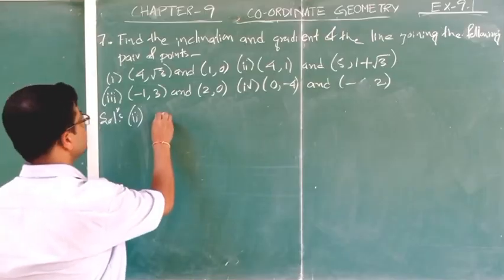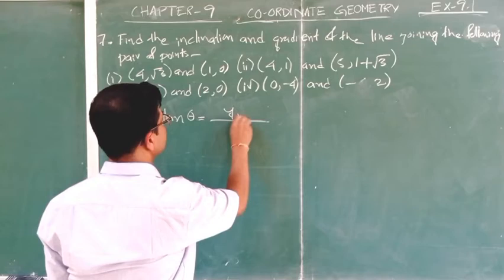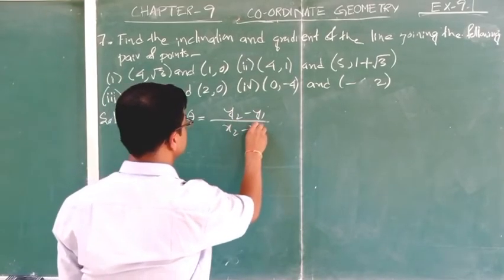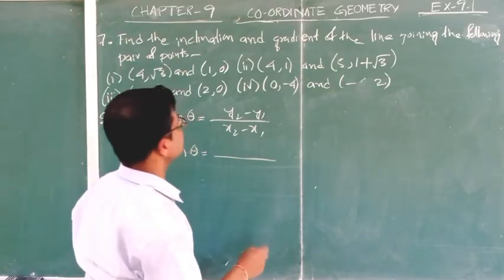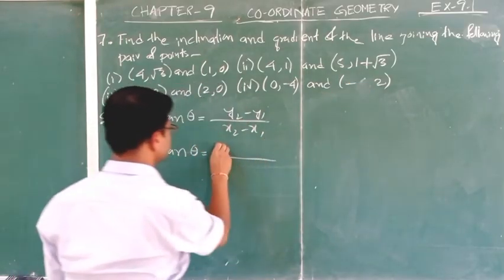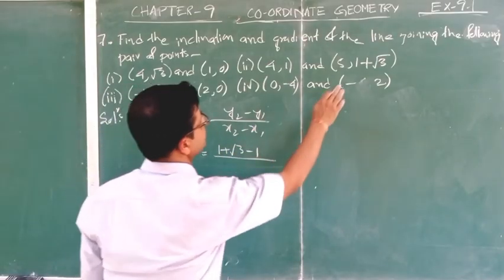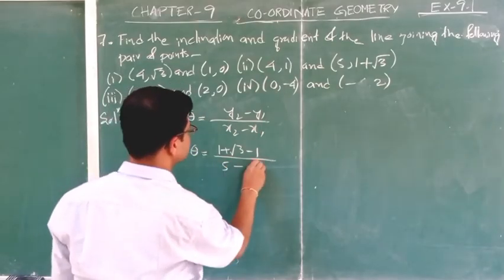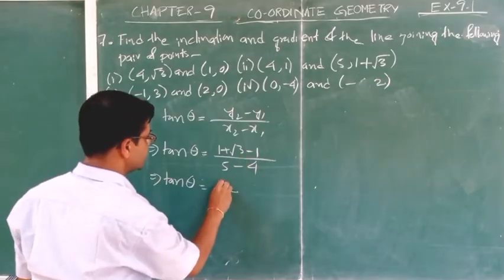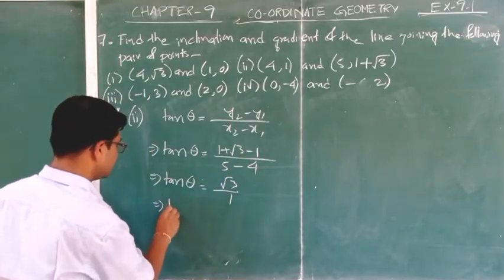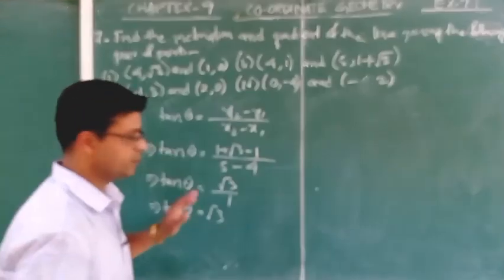At first, again the gradient. What is gradient? y2 minus y1 divided by x2 minus x1, correct? Tan of theta. These are all uses of the definition. This is y2, 1 plus root 3 minus this y1, x2, 5 minus 4. Very simple sum, isn't it? Tan theta: 1 cancels, root 3 by 1. So simply tan theta is equal to root 3. Got it? So that means gradient is root 3.